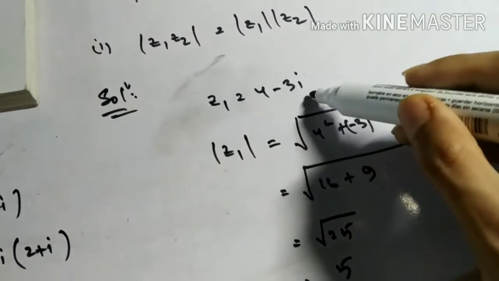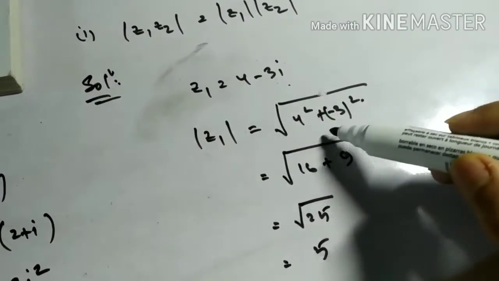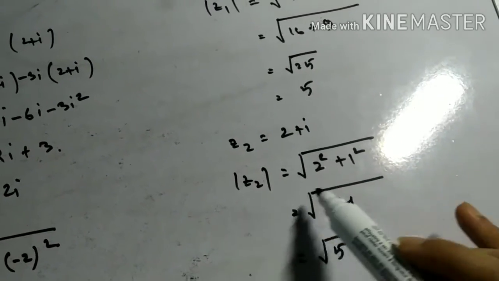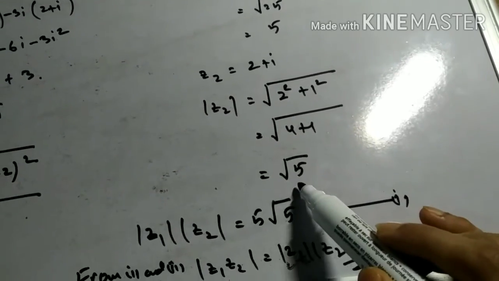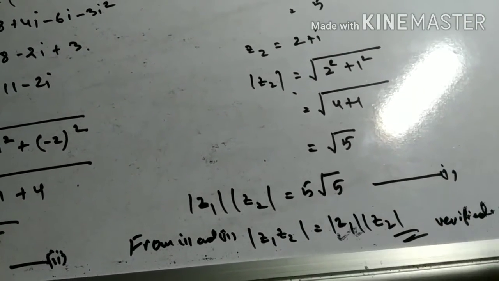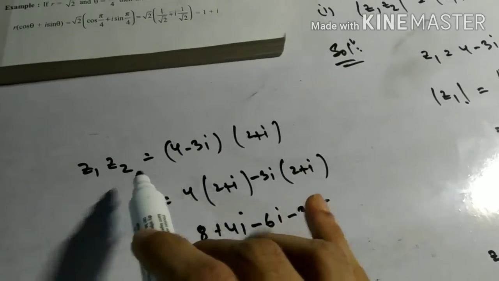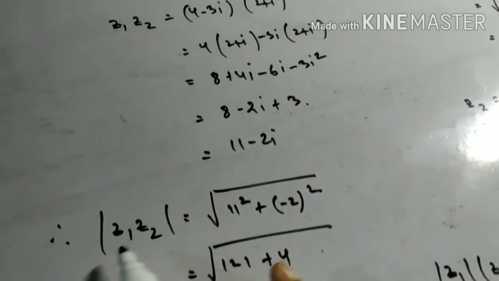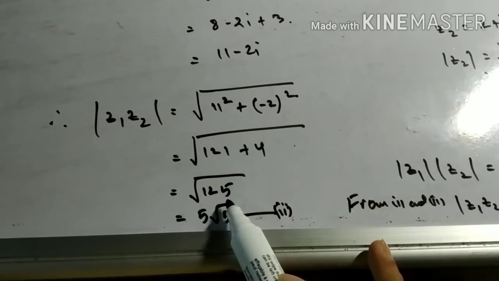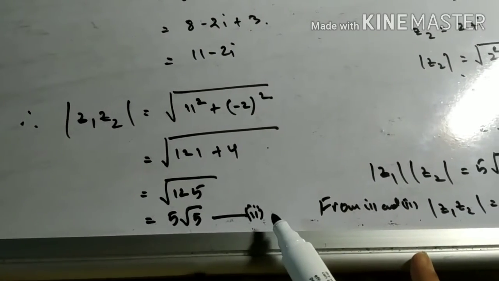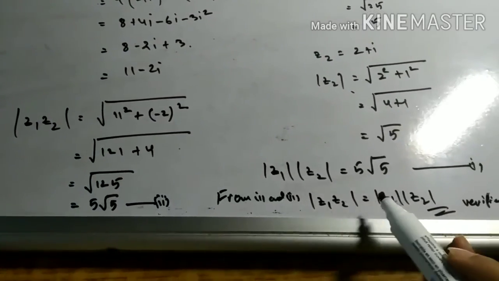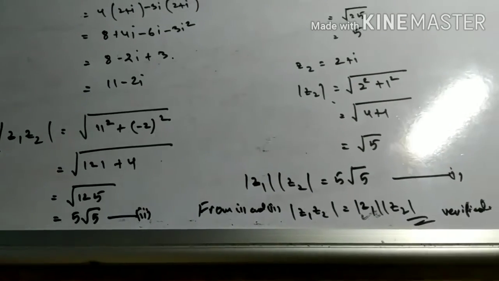Understand? First of all, you take z1 equal to this one. Therefore modulus z1 is root over 4 squared plus (minus 3) the whole squared, which is 5. And then z2 is equal to this one, so modulus z2 is root over 2 squared plus 1 squared, which is ultimately root 5. So z1 into z2 modulus, you will get 5 root 5. This will be your equation 1. And then z1 into z2 you do, you will get 11 minus 2i. So modulus z1 z2 is root over 11 squared plus (minus 2) the whole squared, which is root over 125, equal to 5 root 5. This is your equation 2. So from equation 1 and 2 you can say that modulus z1 z2 is equal to modulus z1 into modulus z2. This is verified.